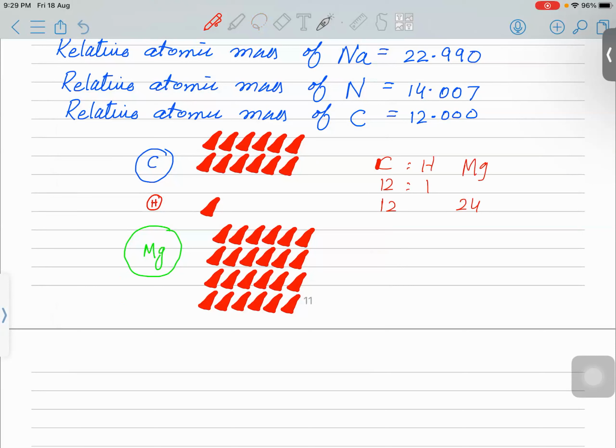So always remember, relative atomic mass. Why is it called relative? Because we relate the mass of any element with the carbon. Are you getting my point?